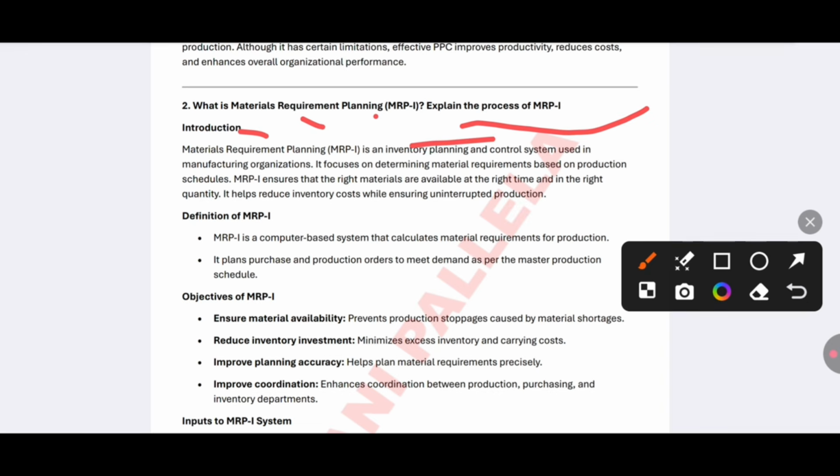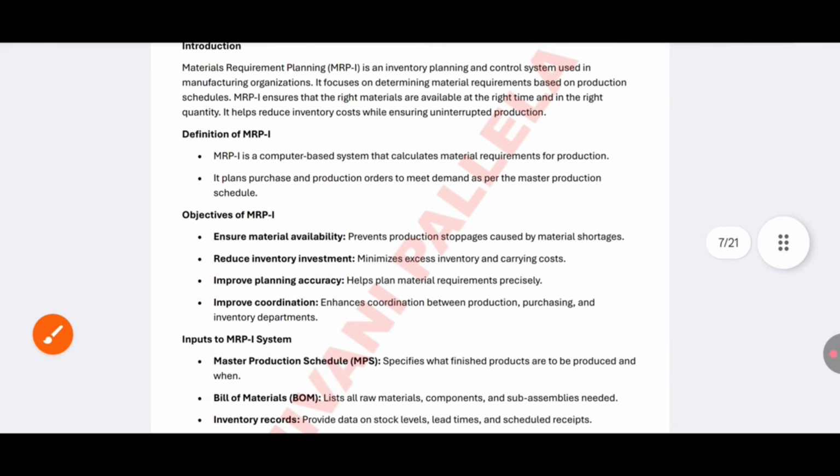It is an inventory planning and control system which is used in manufacturing organizations, in factories. It focuses mainly on the materials for production. It gives the right materials, available at the right time, at the right place, in the right quantity. For that, this MRP1 will be helpful. With the help of MRP1, it is able to reduce cost and it ensures uninterrupted production, which means it reduces conflicts also. That is the MRP-related thing.